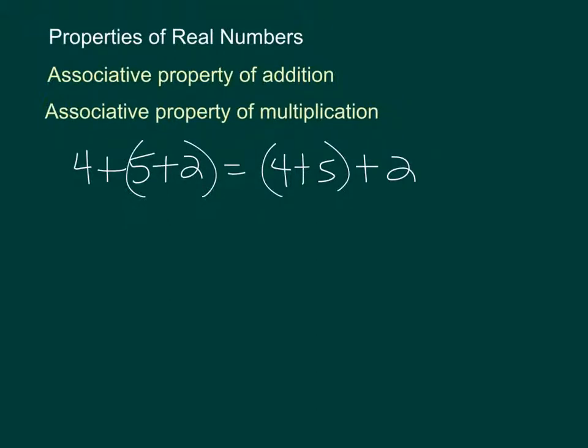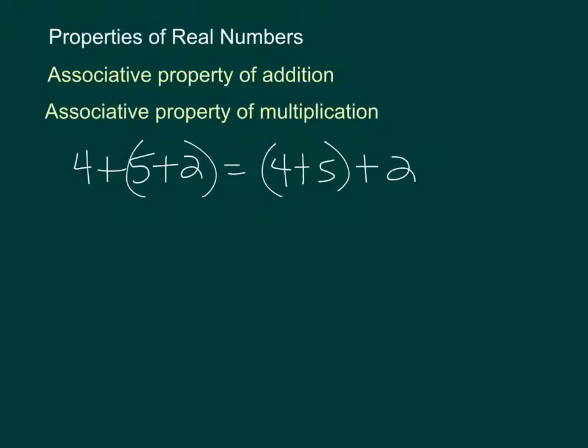So we can see that we have 4, 5, and 2 being added. And on the right side of the equation, the position of the 4, 5, and 2 did not change. The only thing that changed was the parentheses. Instead of doing 5 plus 2 first, I want to do 4 plus 5 first. I can do that with addition. I can't do it with subtraction, and I can't do it with division. So that's why there's only two, and it's addition and multiplication. Those are our two special operations.